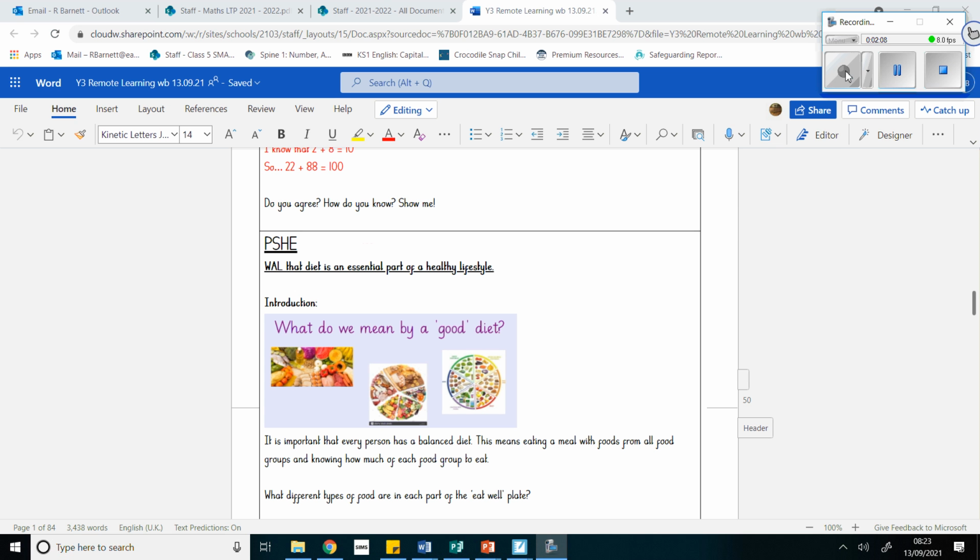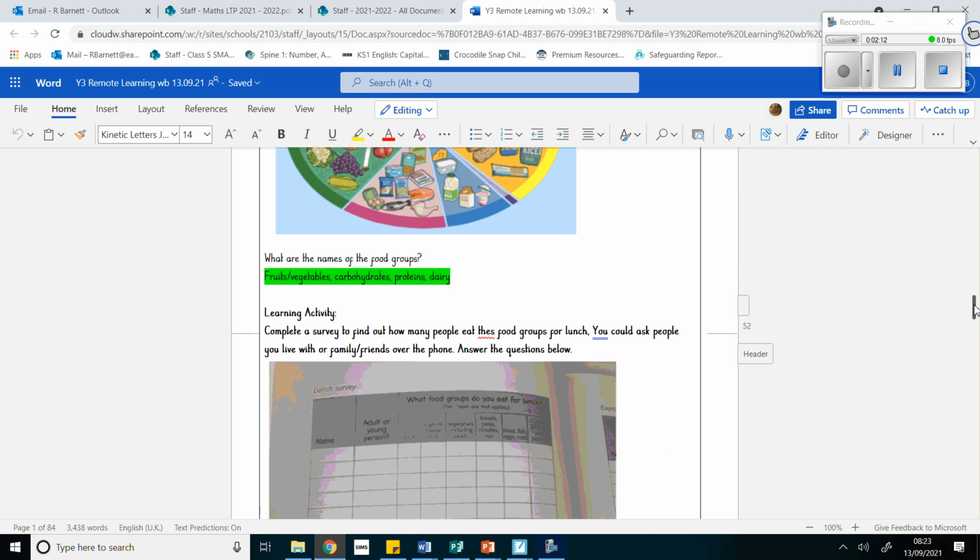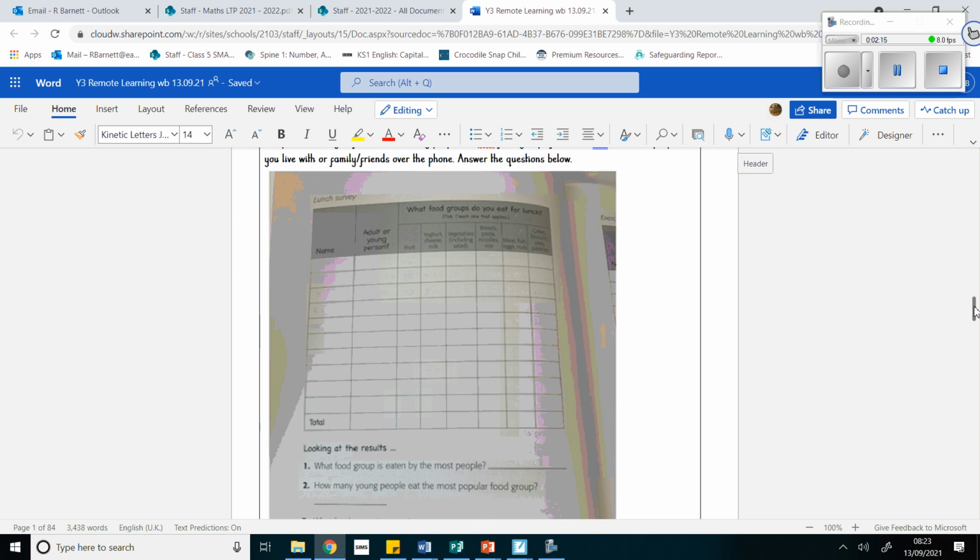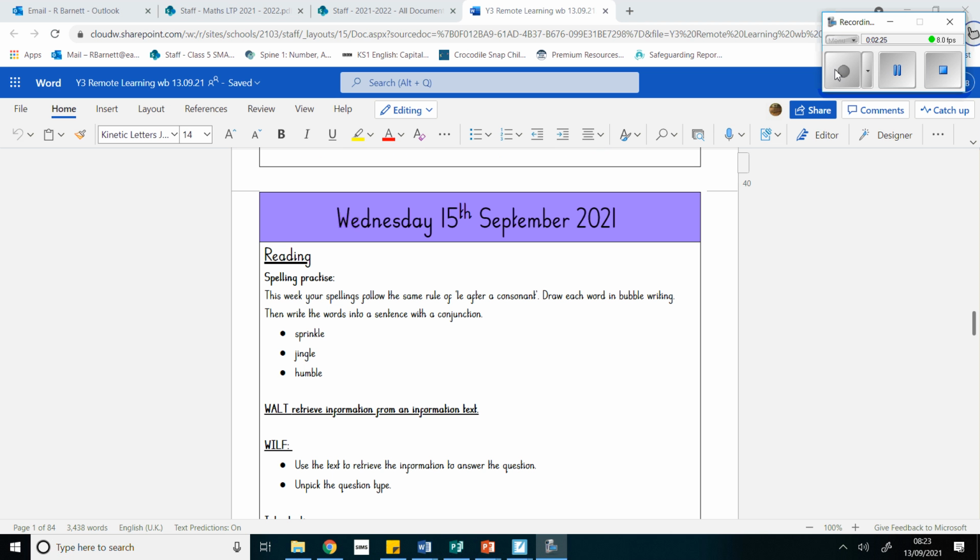For PSHE, we're learning that diet is an essential part of a healthy lifestyle, so we're looking at what we mean by a good diet and the different food groups there are. You're then going to create a survey. You can either use people that you live with or family and friends over the phone to see what food groups they have for lunch on a daily basis.